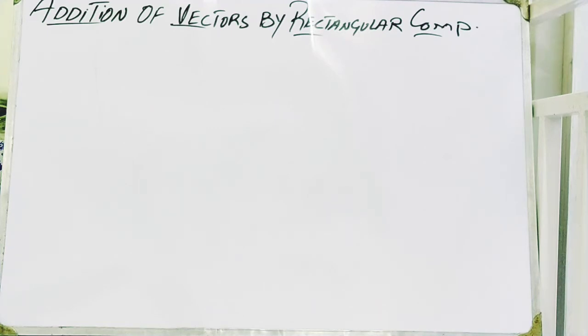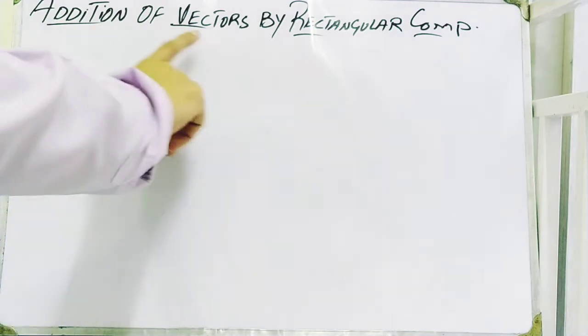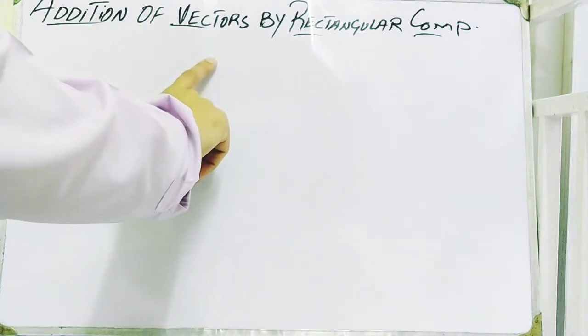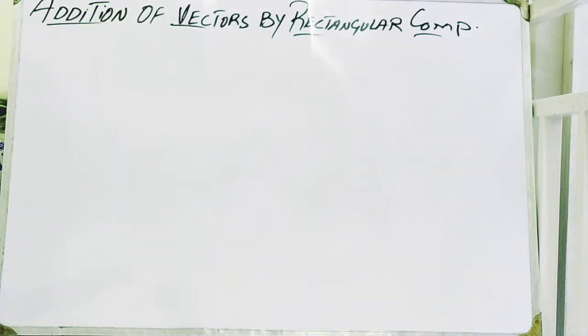An important topic of first year book of especially KPK board, which is about addition of vectors by rectangular components, is going to be discussed today. Basically, vector addition can be carried out by head to tail rule. So the basic rule for the addition of vector, by definition, is the head to tail rule.